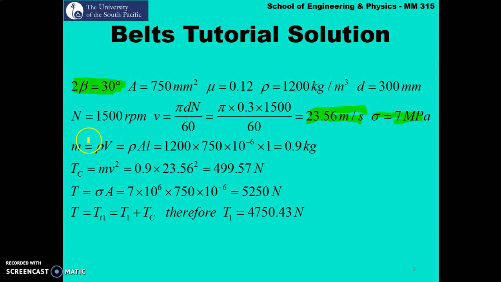So let's start solving this problem. The mass of the belt is given as density times the volume, so density times the cross-sectional area times the length of the belt. Density is 1200. The cross-sectional area of the belt was given as 750 mm squared. Converting 750 mm squared to meter squared, we simply multiply by 10 to the power negative 6. We take the length of the belt as 1 meter per length. So the mass of the belt then equates to 0.9 kg.